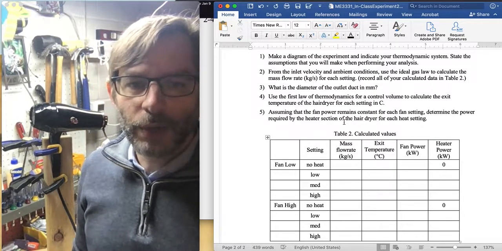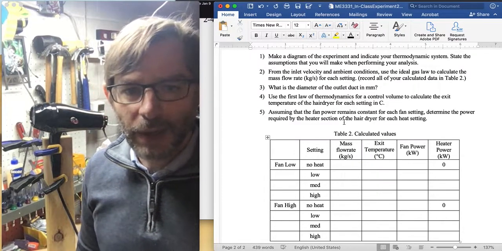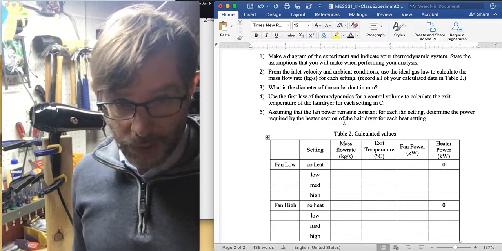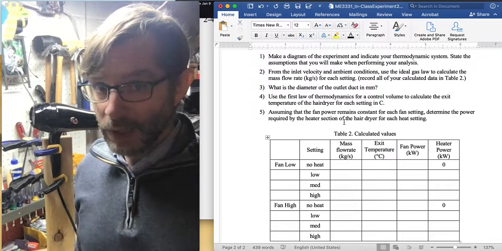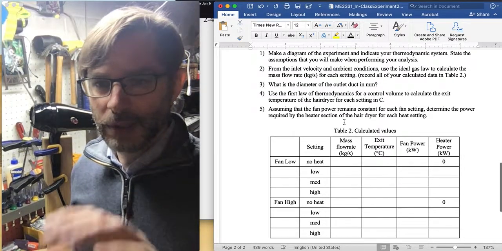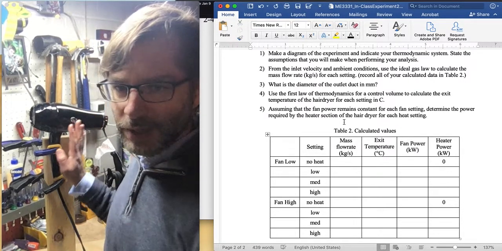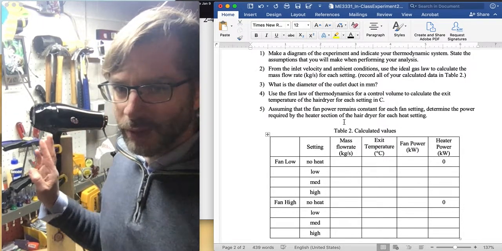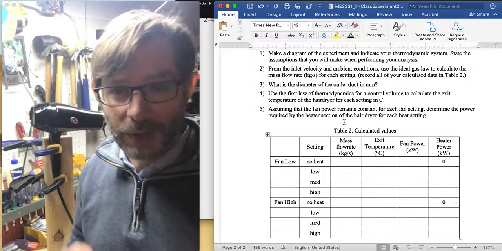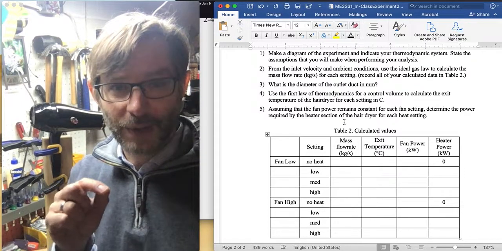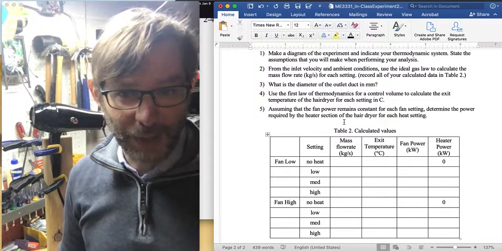Okay, so here's what you're going to do. Number 1 is that you're going to make a diagram of the experiment, indicate your thermodynamic system. You're going to state the assumptions that you'll make when performing the analysis. This is super important. We do this for all homework assignments. Remember that this is a steady state device. It's a control volume. You need to draw your control volume, okay? I want to see some awesome hairdryer pictures out there, okay? I want you to do a really good job making your hairdryer diagrams.